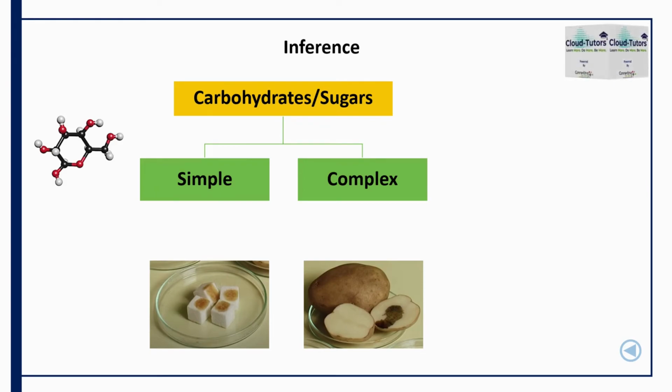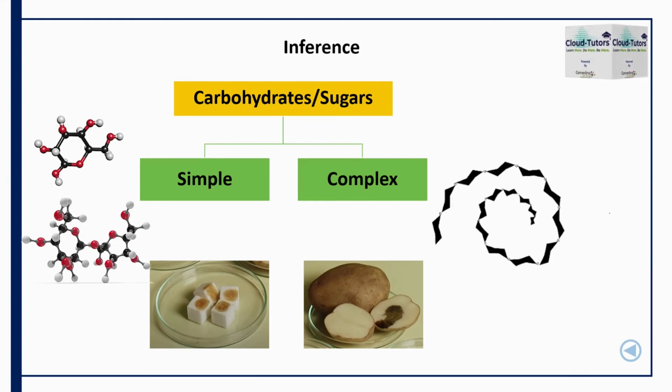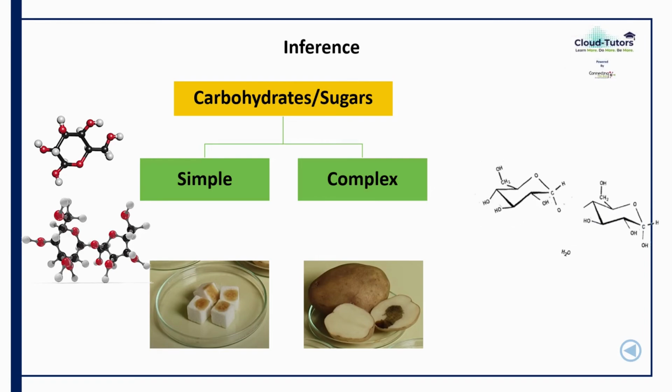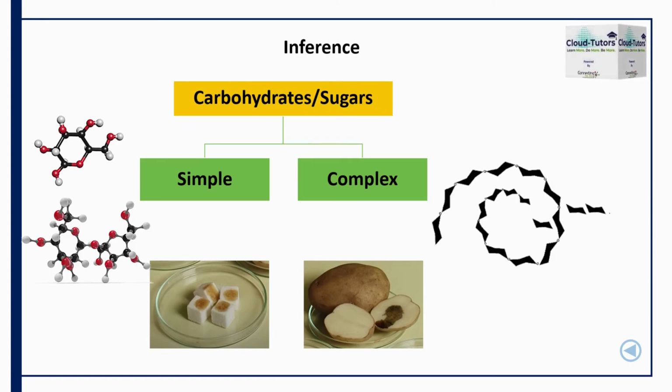They have the formula C6H12O6, glucose or sucrose. Whereas complex sugars are formed from simple sugars. Like glucose will bind with another glucose molecule, and like this they form a chain and thus form a helical structure, as you can see here.